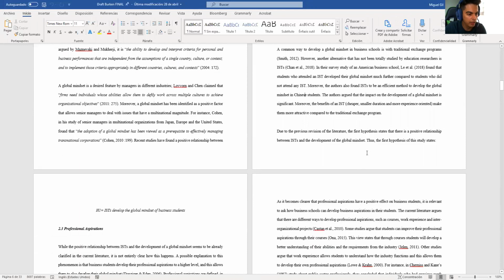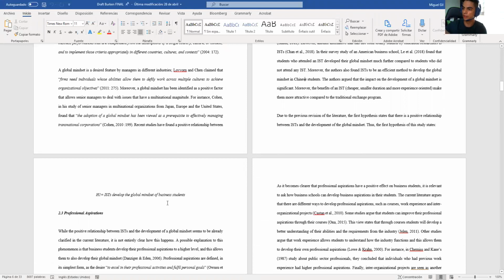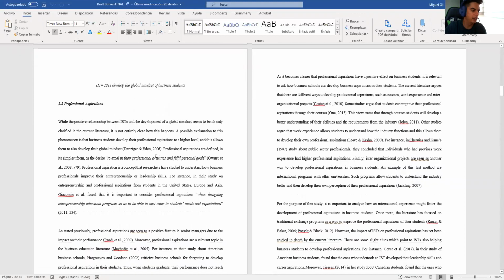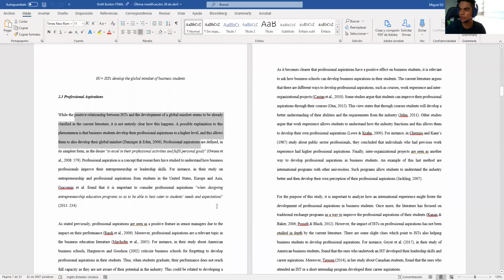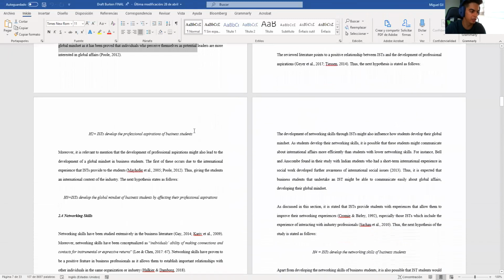And around there, by the end of this subsection, instead of writing the call for action, I wrote the hypothesis. Short-term trips develop the global mindset. That's a very clear hypothesis. Then professional aspirations. Again, I define what professional aspirations are. I give a lot of examples from different studies about professional aspirations, and in the end, I state a hypothesis because this is quantitative. If you are doing qualitative, remember, it's not about that. If you are doing qualitative, it's the call for action.